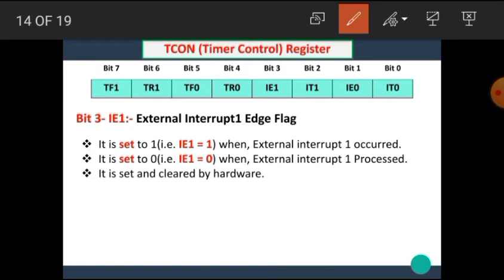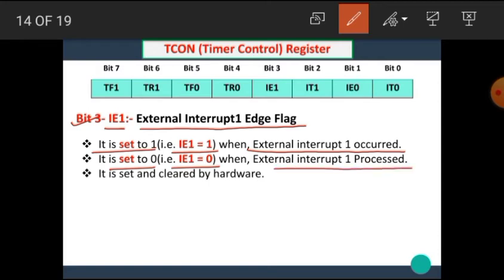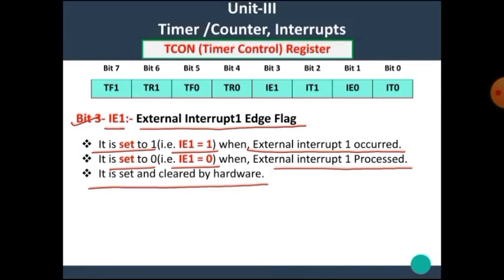Bit number 3 is IE1, that means the external interrupt 1 edge flag. It is set to 1, that means IE equal to 1, when external interrupt 1 has occurred. It is set to 0, that means IE equal to 0, when external interrupt 1 is processed. It is set and cleared by hardware. That means when the external interrupt occurs, this bit is set.